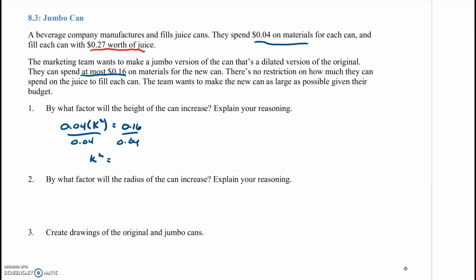And I get 0.16 divided by 0.04 gives me 4. Now remember, I got to take the square root of both sides. So my scale factor here is 2. Okay, so how will the height increase? Well, the height will increase by a scale factor of 2.